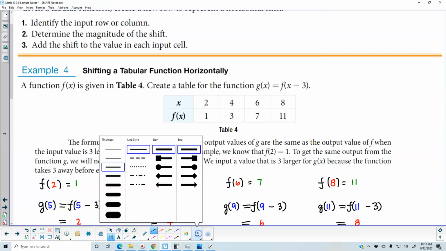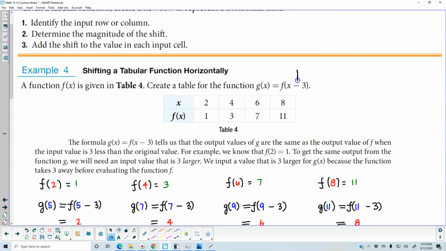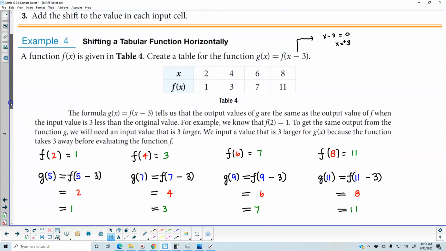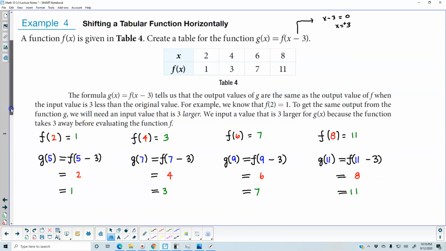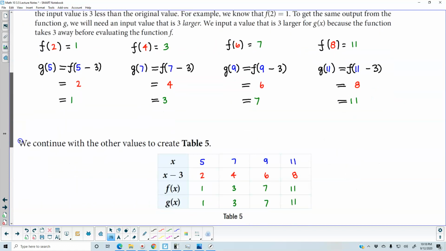So again, let's take a look at this. If I take a look at the input, which is x minus 3, and set that equal to 0 and solve for x, we would get plus 3. So what that means is we're going to be adding 3 to each input.